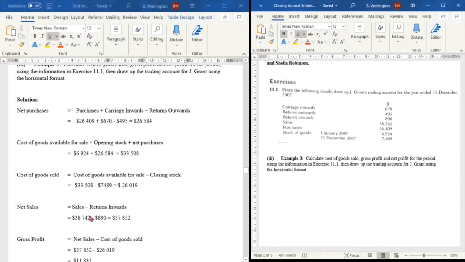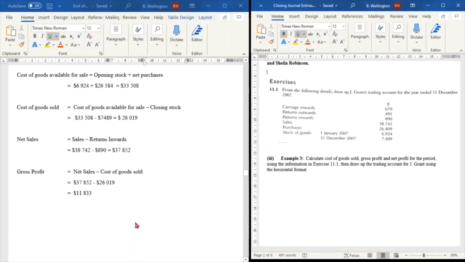Net sales. Net sales is equal to sales minus returns inwards. Now your sales was $38,742, and your returns inwards was $490. When you subtract the returns inwards from your sales, you get net sales of $37,852.